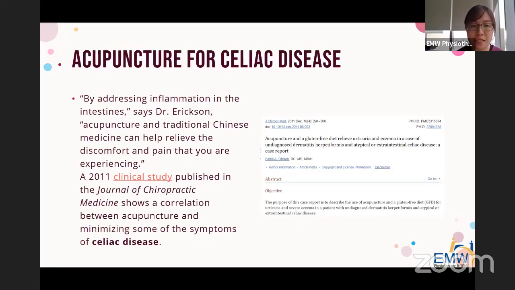And this is a case study done in 2011. With this, plus a strict adherence to the gluten-free diet, it helped to relieve the skin condition in an undiagnosed or atypical, which is the non-classical celiac disease. What would be good is for us to help, especially the classic and non-classic celiac disease patient.